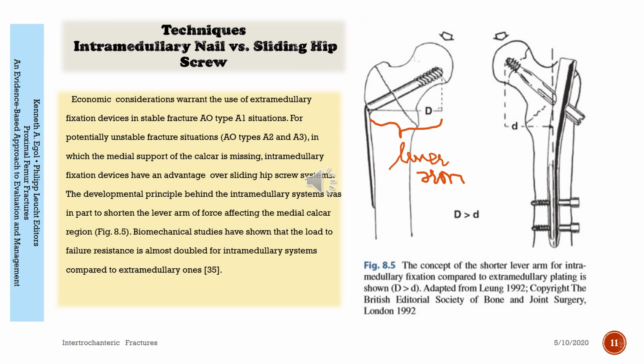Economic considerations warrant the use of extramedullary fixation devices in stable fracture AO type A1 situations. For potentially unstable fracture situations, AO type A2 and A3, in which the medial support of the calcar is missing, intramedullary fixation devices have an advantage over sliding hip screw systems.